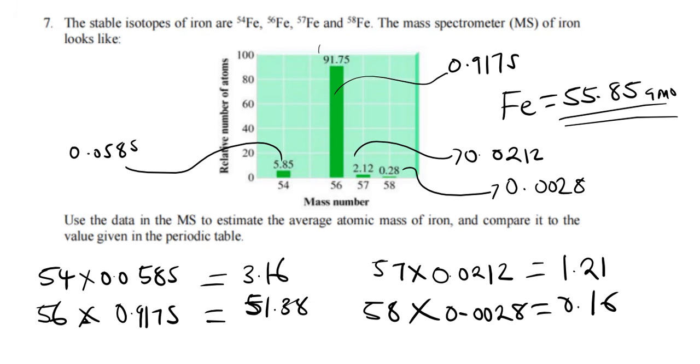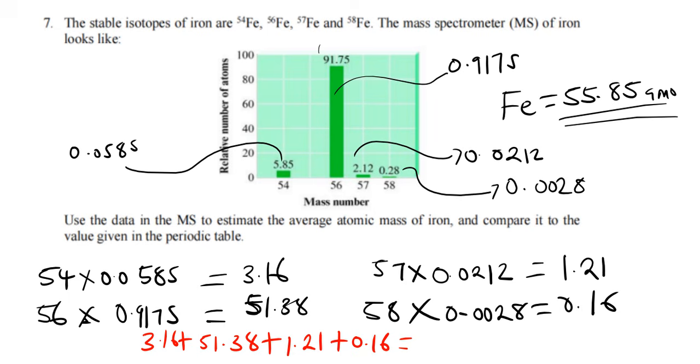So basically these are the figures that I have. Now for me to compare, I can only compare if I find the average of all these isotopes, because that's what atomic mass unit is about. You find the masses of each isotope, then you find the average. So we're going to have 3.16 plus 51.38 plus 1.21 plus 0.16. Let's see what we're getting.